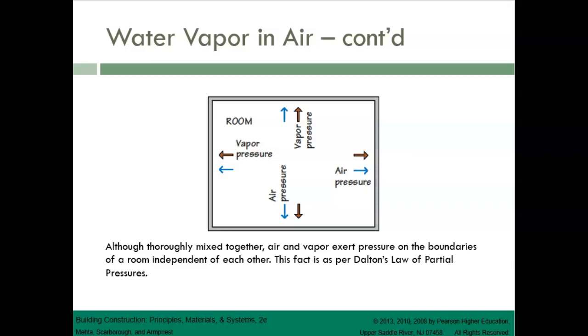The diffusion of air and the diffusion of vapor through a building envelope are independent of each other and are controlled by their own individual pressure differences across the envelope. In other words, the diffusion of air is related to the air pressure difference across the envelope, and the diffusion of vapor is similarly related to the vapor pressure difference.